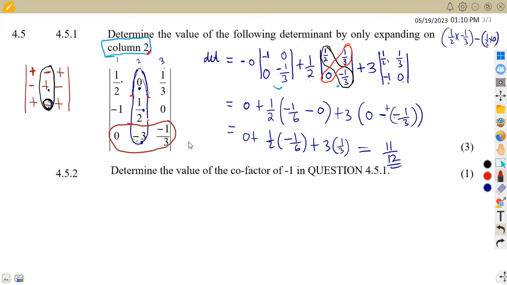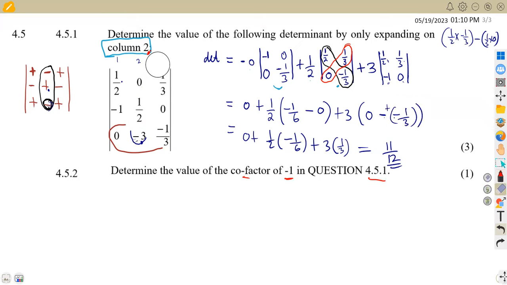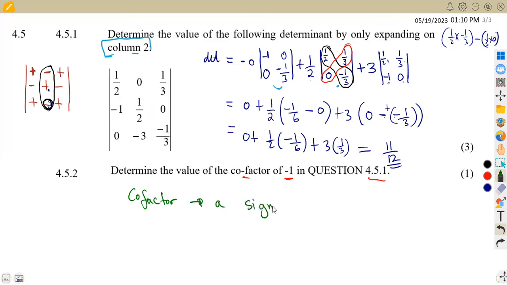All right. So the other part now, we are given on 4.52 to determine the value of the cofactor of negative 1 in question 4.51. Okay, so this is what we are going to have. This is our question. So what you're going to do here, I want you to take note when you are dealing with the cofactor in this case. What we refer to as a cofactor is simply a signed minor. So a cofactor is simply a signed minor.